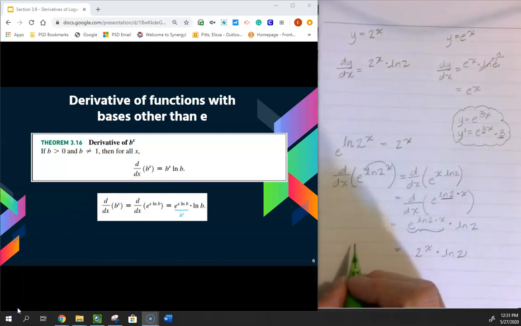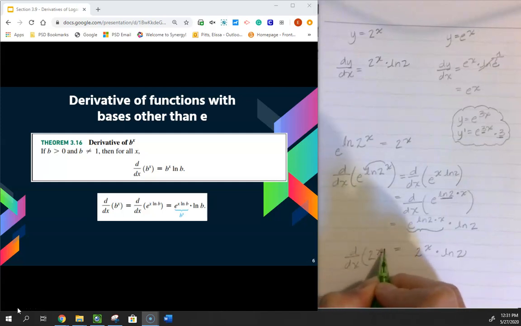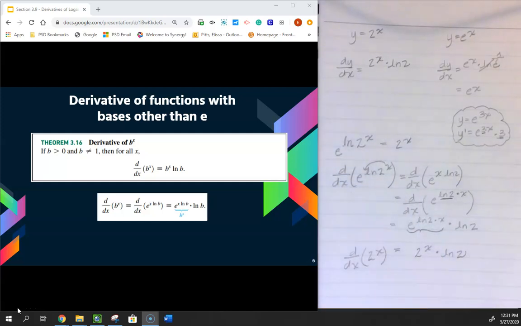And if we want to add the notation, this is d dx of 2 to the x is equal to 2 to the x times the natural log of 2. And we're going to do several examples using that.